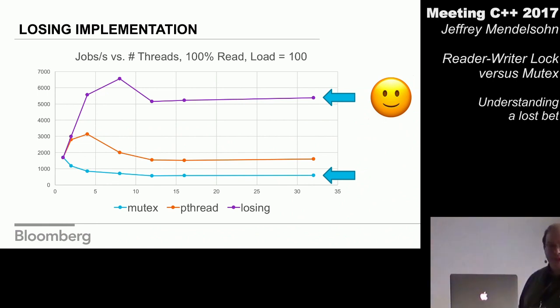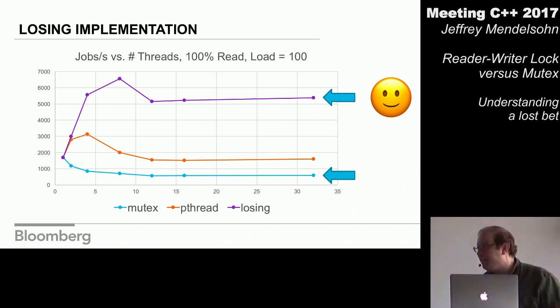I'm sorry, I had to repeat the question. The question was, again, this is due to the cache coherency between the cores for an atomic operation. Okay, I apologize. That's the best answer I can give. Yes, I believe that's the case. I fully believe that's the case. I haven't proven it.